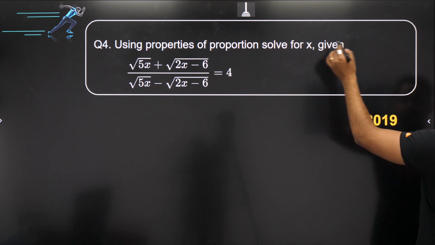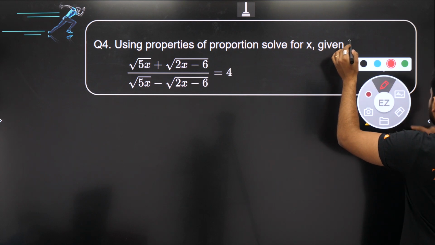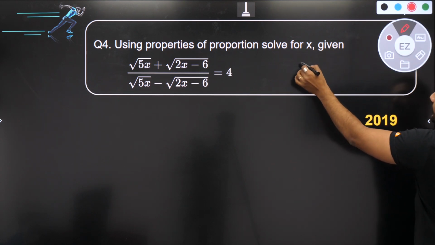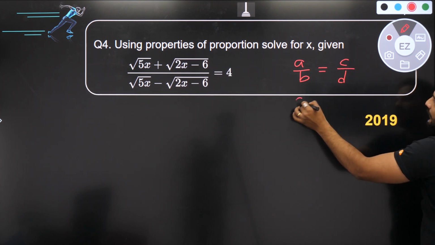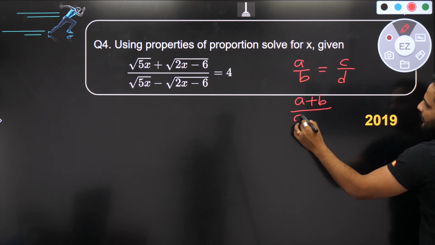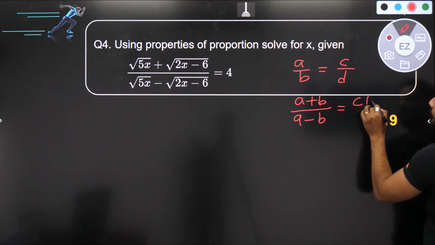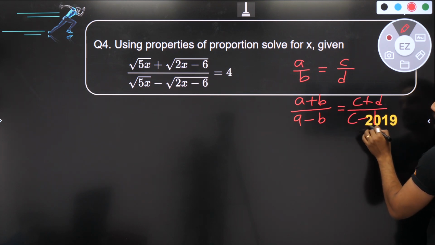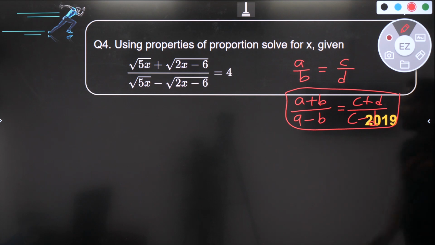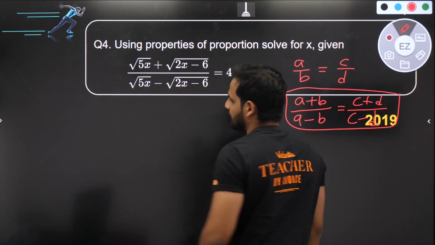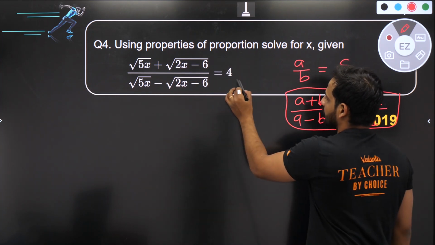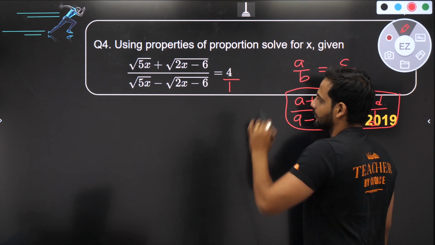What does it say? It says that if we have two fractions, a by b is equal to c by d, then a plus b upon a minus b will also be equal to c plus d upon c minus d. This is the Componendo Dividendo rule, right? So this is the rule we'll be applying here. Let us say this whole is my a and the denominator is my b. And here on the RHS it is 4 by 1, so that is my c, and that is my d.